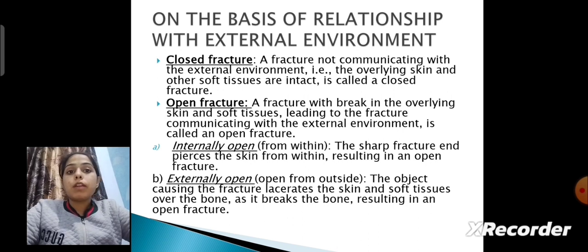And open fracture is further classified into two parts: internally open and externally open. Internally open means from within. The sharp fractured bone pierces the skin from within, resulting in an open fracture. And externally open means open from outside. The object causing the fracture lacerates the skin and soft tissue over the bone as it breaks the bone, resulting in an open fracture.